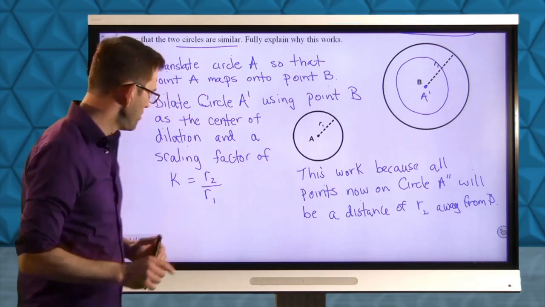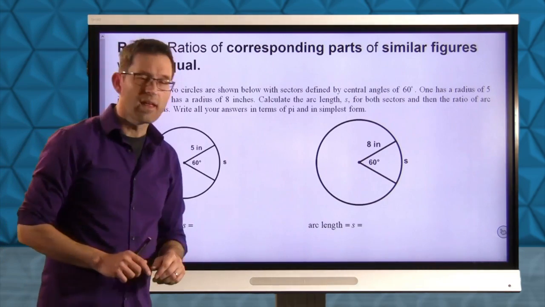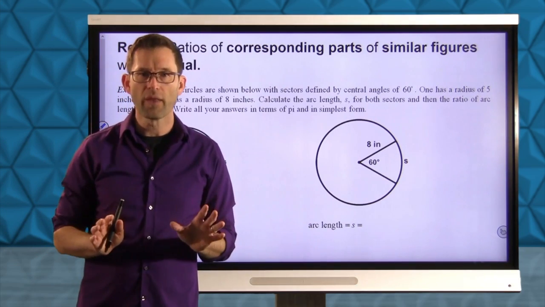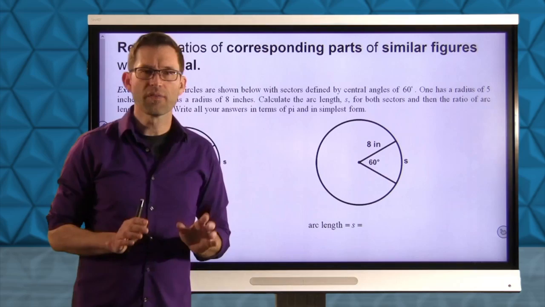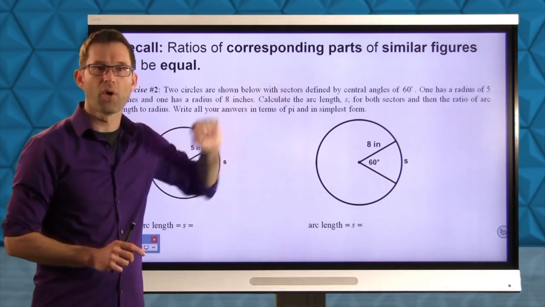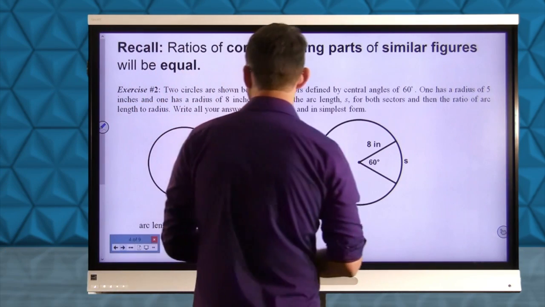All right. And that is now going to lead us into the idea of what's known as a radian. All right, and we're going to get there. We're not quite there yet. But let's take a look at the next exercise. Again, based on the fact that ratios of corresponding parts of similar figures will be equal. Let's take a look at exercise 2.